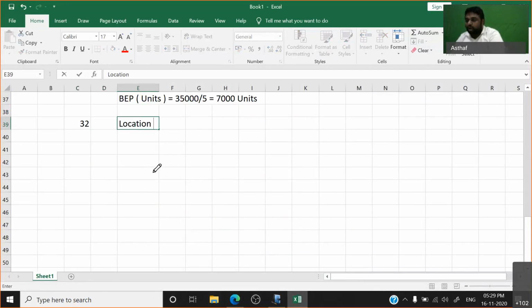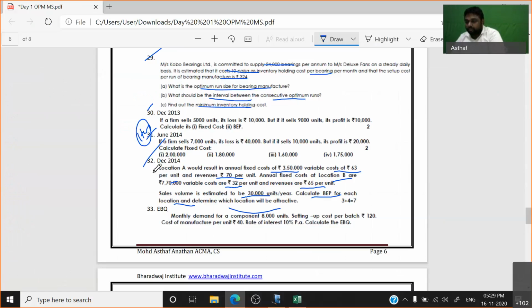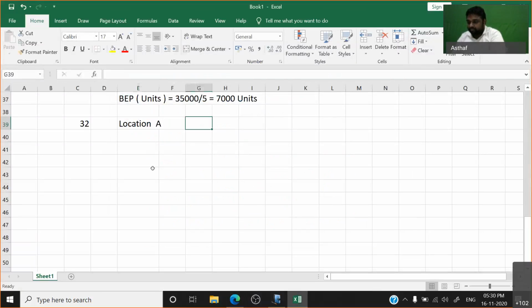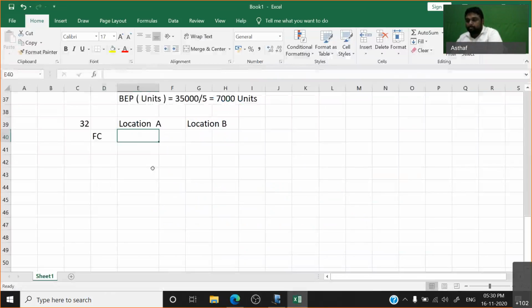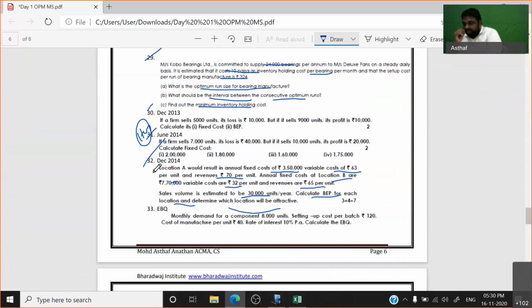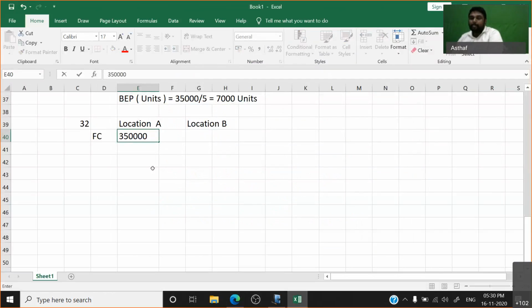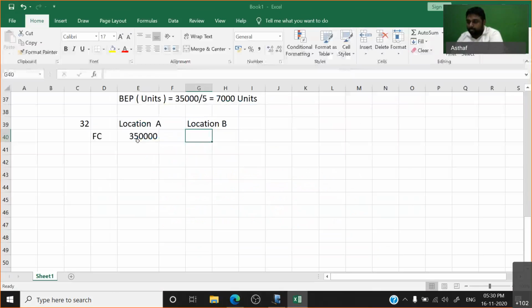So we have location A, location B. What is the fixed cost? Location A fixed cost is 3,50,000. Location B fixed cost is what? 7,70,000.